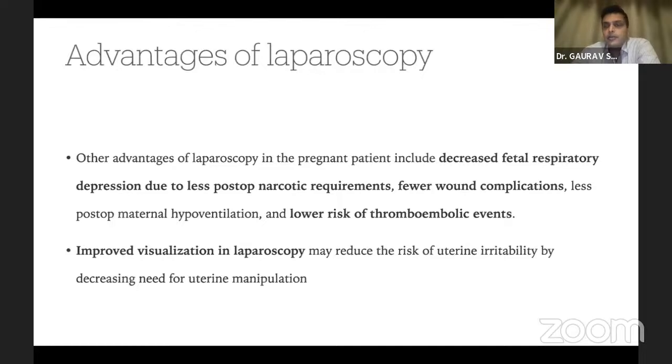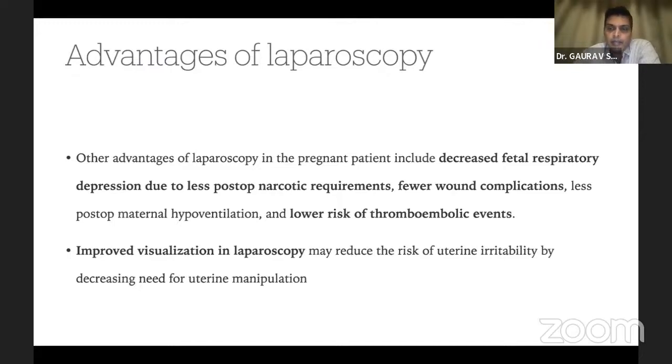The other advantages of endoscopy and laparoscopy in these pregnant patients in particular is they have less chance of being exposed to narcotics and painkillers post-operatively. So there's less chance of fetal depression. There are fewer wound complications, wound dehiscence, which can really be worrisome for a pregnant woman who is expecting. There's less post-op maternal hypoventilation and a lower risk of thromboembolic events because she's actually mobilized fairly quickly.